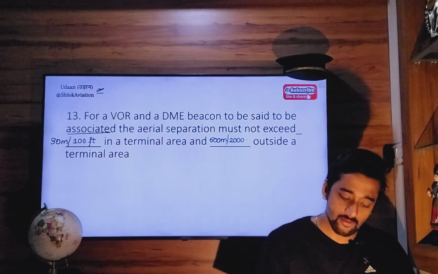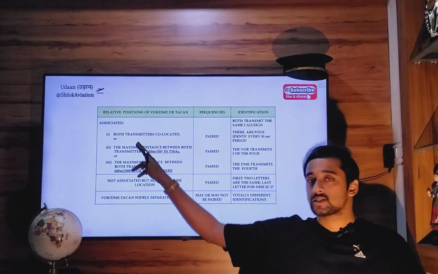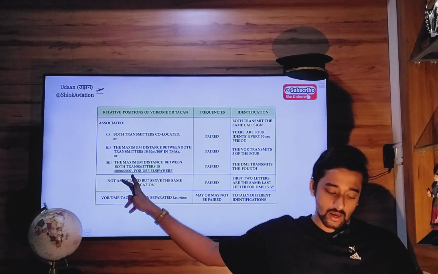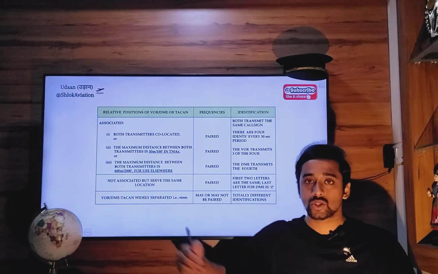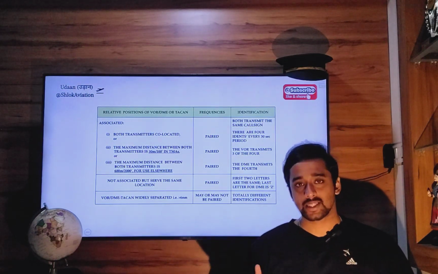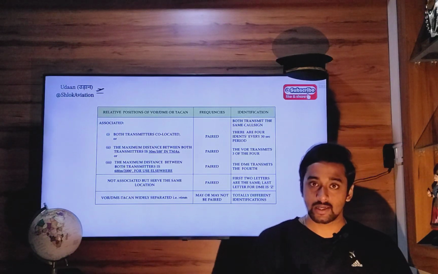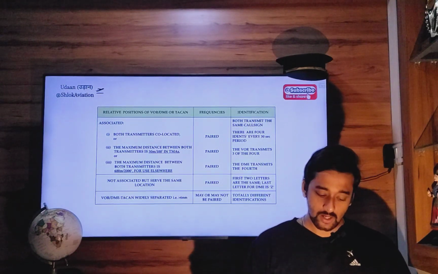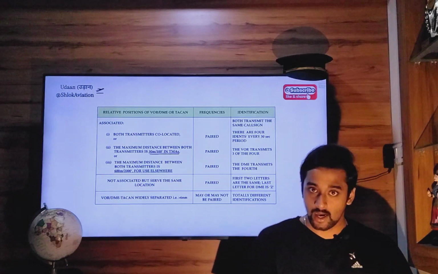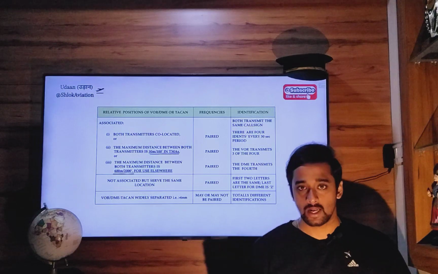So I have covered this concept many times. There are three conditions or criteria for VOR and DME facilities to be associated. First, both transmitters must be co-located, at the exact same location. Second, the maximum distance between them should not exceed 30 meter or 100 feet in a terminal area, and not exceed 600 meter or 2000 feet outside a terminal area.